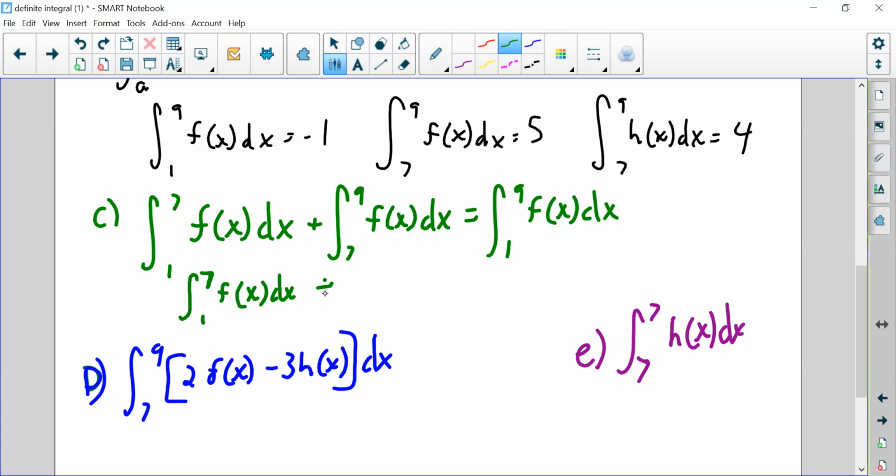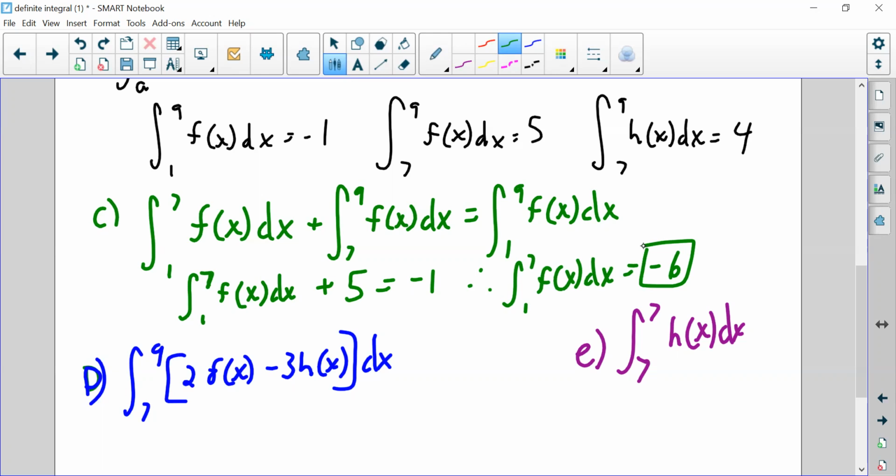But I know that the integral from 7 to 9 of f of x dx, we know that is 5. And we know the integral from 1 to 9 of f of x dx was given to us as -1. So I can plug in that information, and then I can just solve that equation for the unknown by subtracting 5 from each side. So the integral from 1 to 7 of f of x dx is equal to -6, taking that -1 minus 5. So I'm just solving the equation. I did have to set it up, then plug in my given information and solve for the integral I don't know using just normal algebra skills.